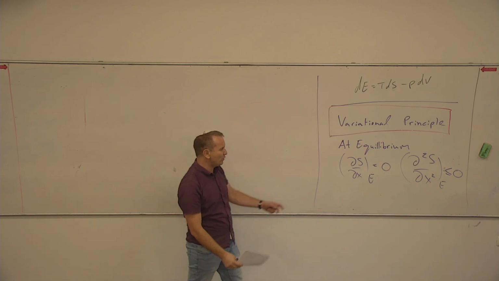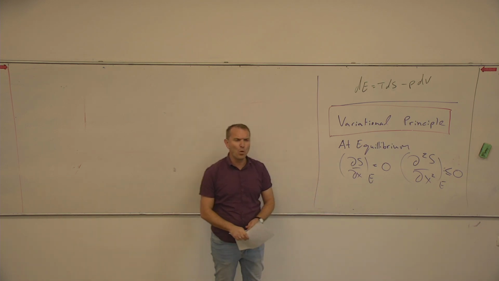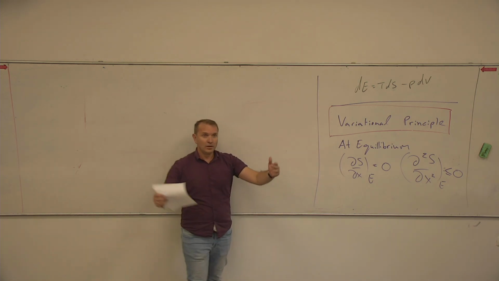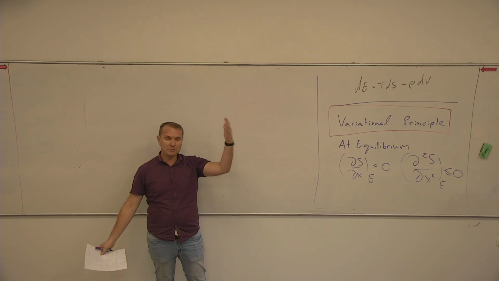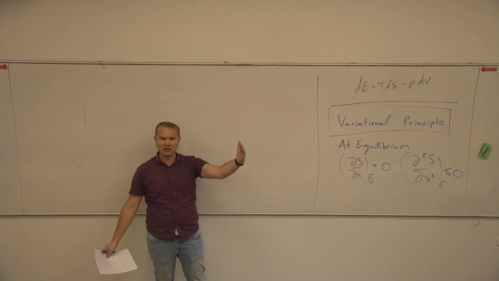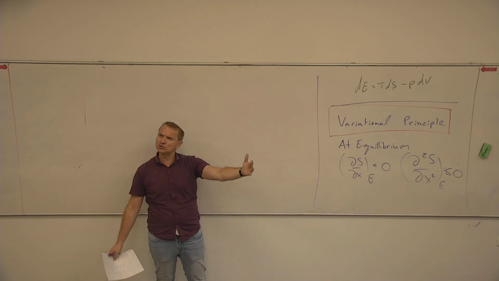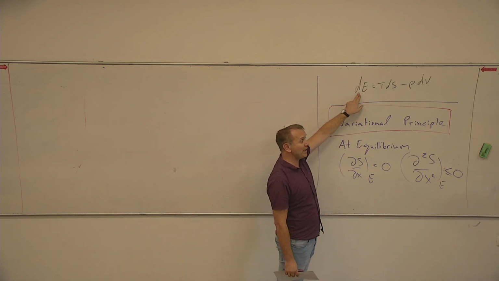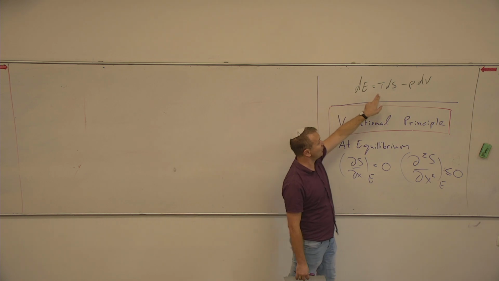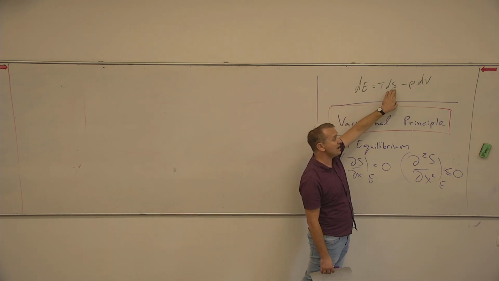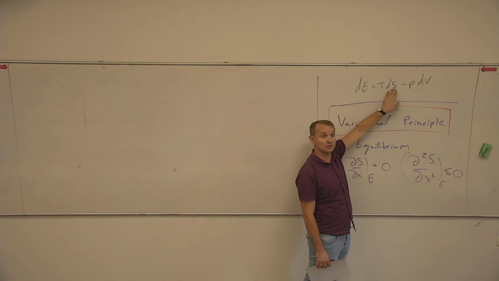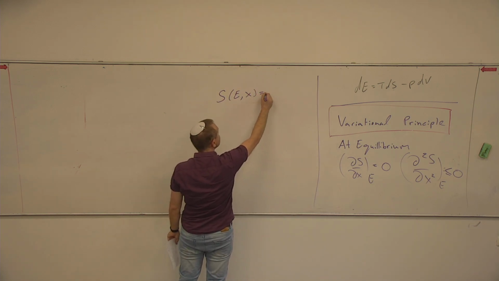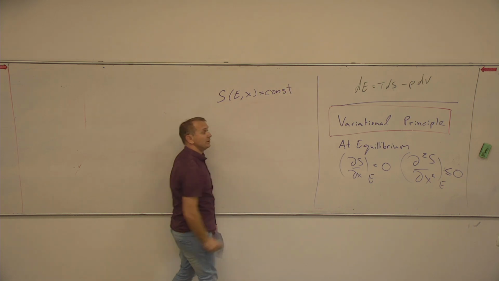Now I want to take those equations and describe what happens to the energy of the system. Beforehand, I took my energy and made it constant. In order to describe what happens to the energy, I have to make something else constant. I'm taking the entropy to be constant. So S as a function of E and x is a constant quantity.